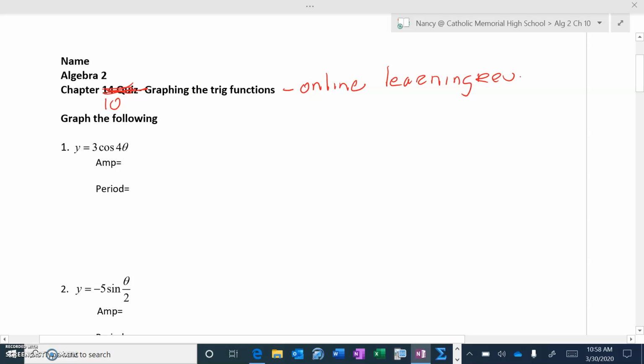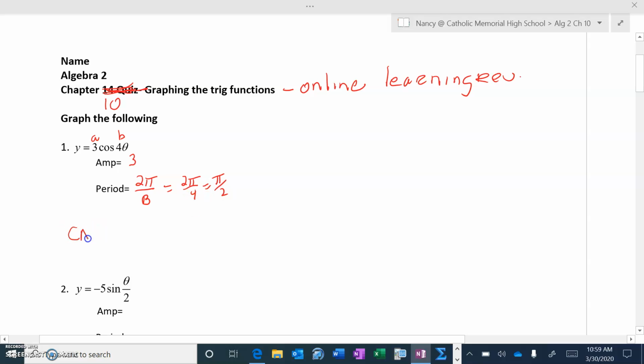If I look at this equation, 3 cos 4 theta, I have an amp number of 3. If you remember, your amp is the number in front of the trig function. And the number that's times the angle, which is the b number, affects period. So the period for the sine and the cos is 2 pi divided by b. This is my a, which is my amp, and that's my b. So the period is 2 pi divided by 4, which is pi over 2.